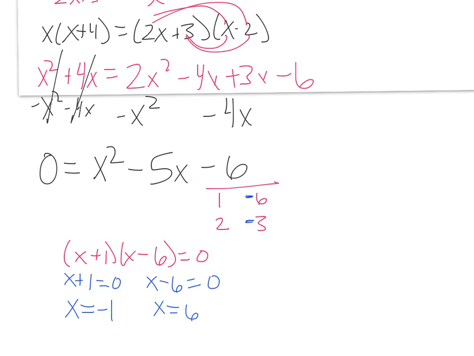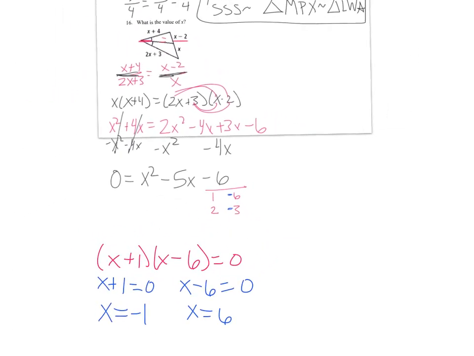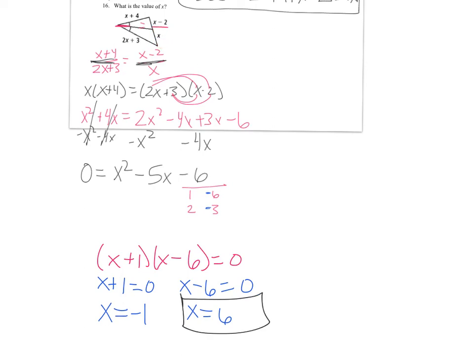Now for this one you have to be careful, because if you look back at the actual problem over here, this is a real life situation. Unlike the very first question on this page, since this is dealing with actual lengths of a triangle, we cannot have this negative number right here. That would give me a negative length. You cannot have a negative length. So my only answer would be positive 6.